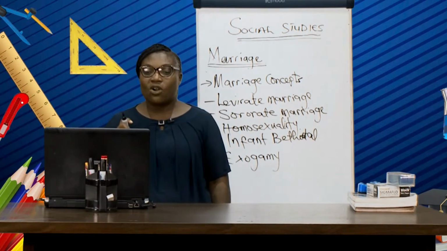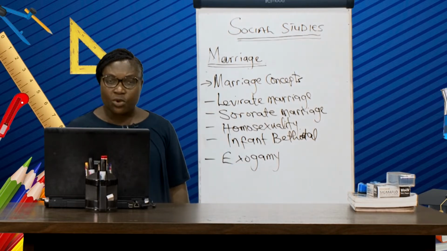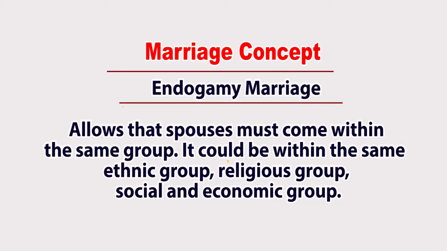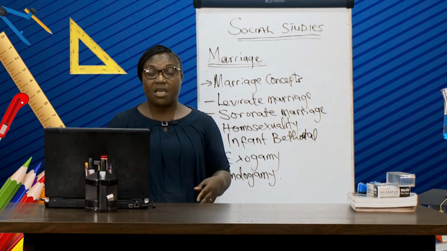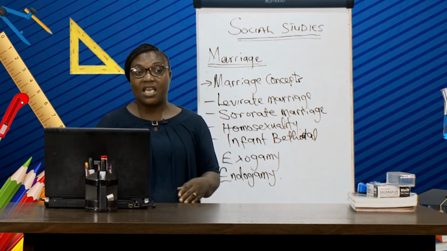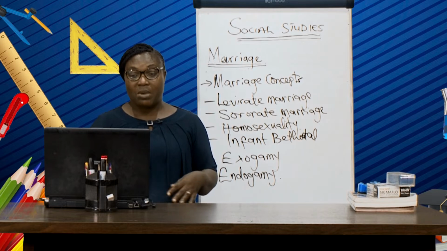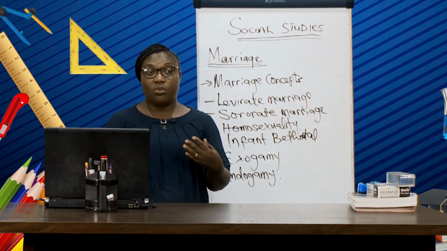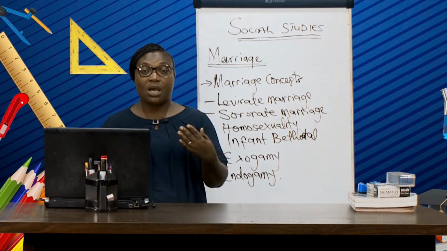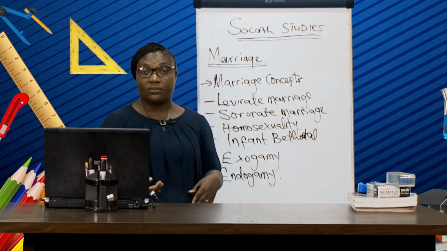Then the last one, under the concept of marriage, is endogamy. Endogamy allows spouses to come from the same group. It could be within the same ethnic group, the same religious group, or the same social and economic group. Like a Christian marrying a Christian, that is from the same religious group. When we talk about the same ethnic group, it may be a Yoruba man marrying a Yoruba woman, a Hausa woman marrying a Hausa man.